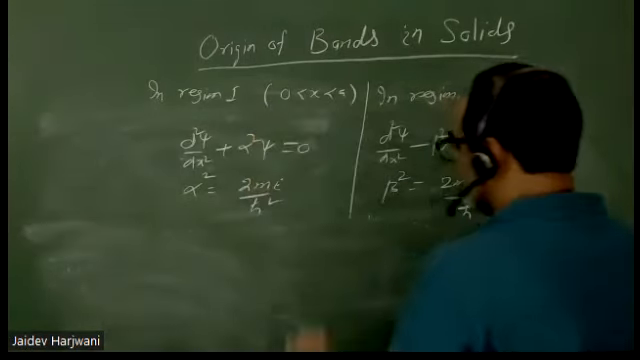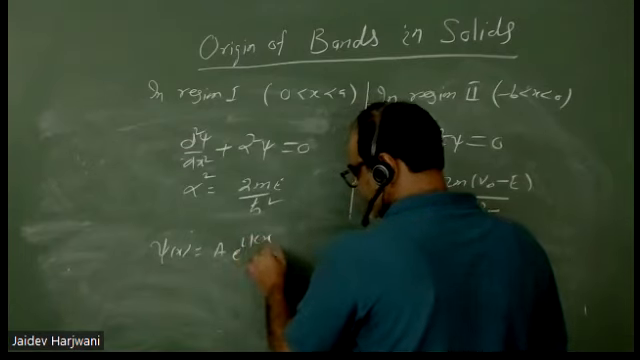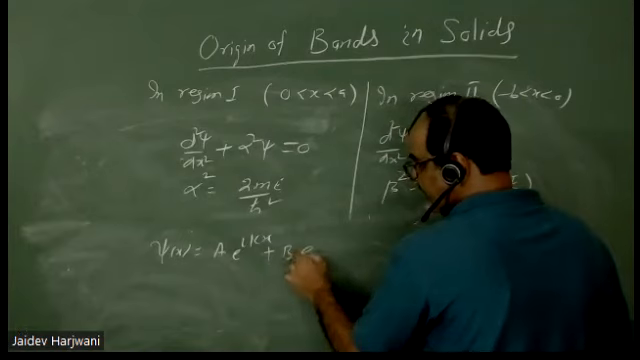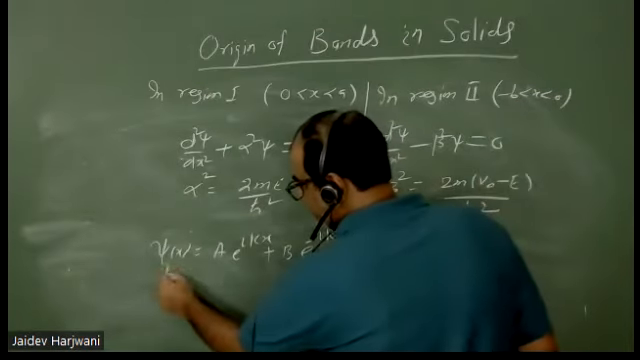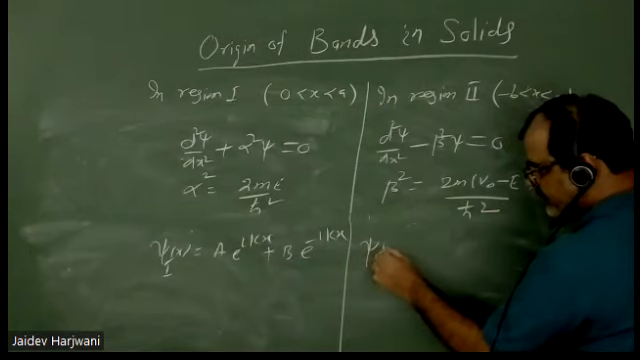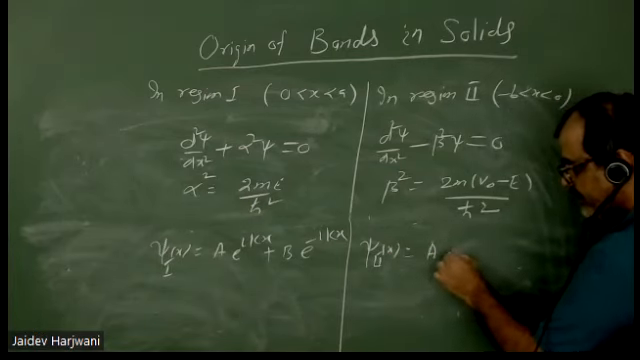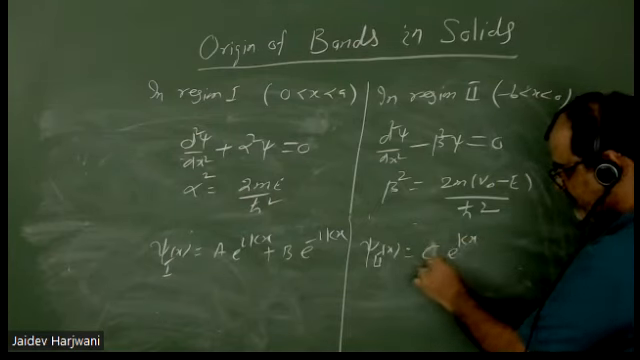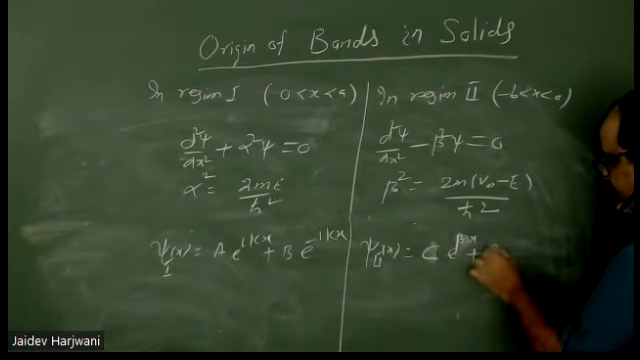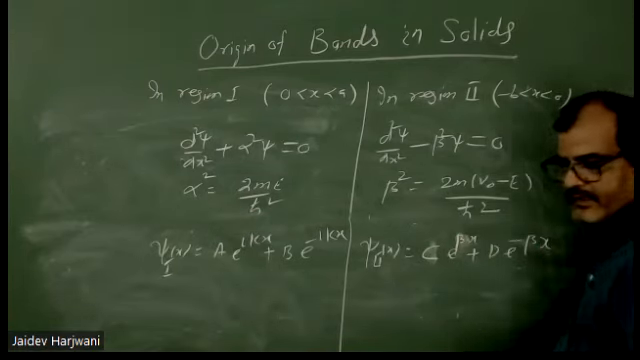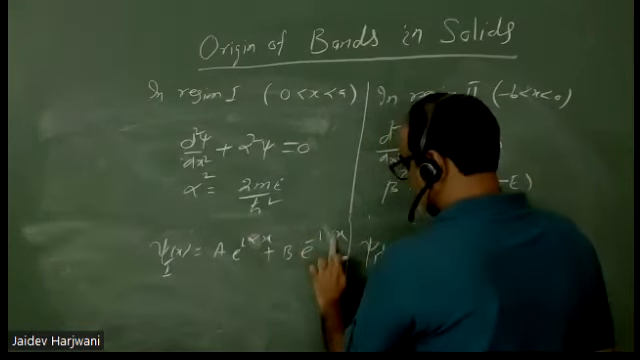Okay sir. Now, if you want to write the solution of this equation, psi of x equals A e power iota kx plus B e power minus iota kx. Say this is psi 1. Similarly, the solution of the other equation is C e power beta x plus D e power minus beta x. Here it will be alpha, not k. Yes, this is also alpha.